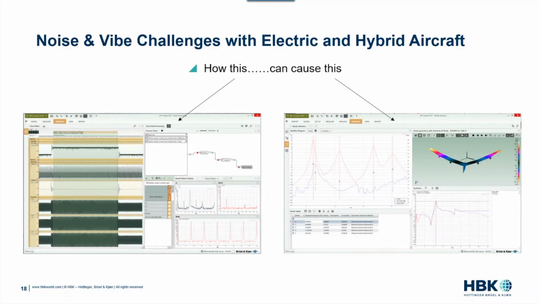So we took HBK's BK Connect, and we took some time data, as you see on the left-hand side here, and processed it. We took a closer look at it in the time domain, but then post-processed it into the frequency domain, which is what you see on the right-hand side here, and did some modal analysis on a small drone.